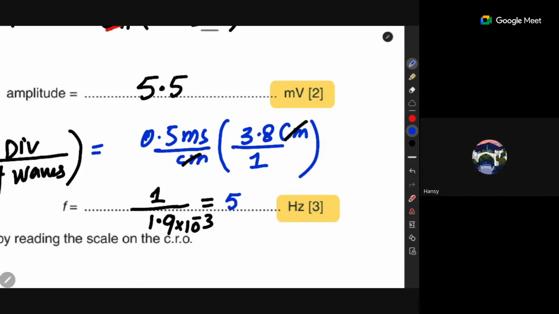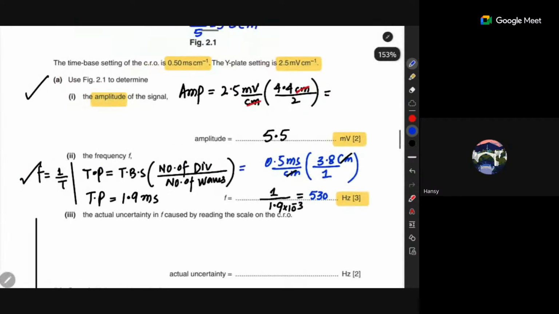530. Yes, 530 hertz. Is this clear to everyone?